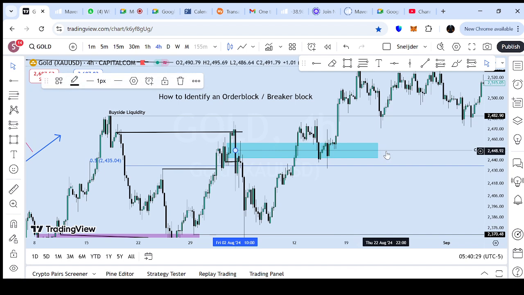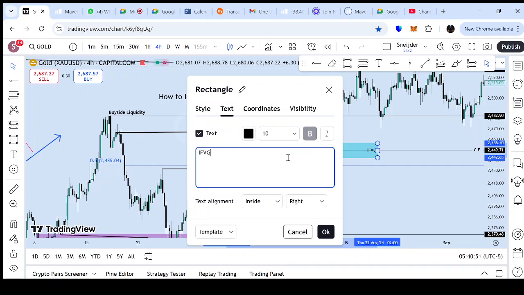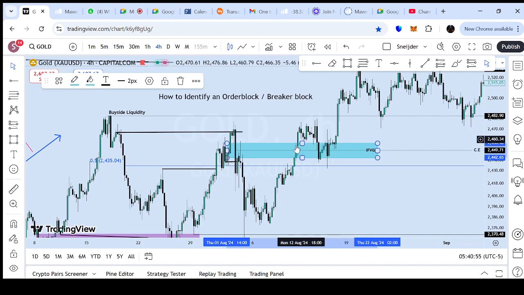So here is your 50%, the consequent encroachment of this CB inefficiency here. Price violated it, trading above it and closing above. So coming back to it again, it is acting as a support level. Now it's an inversion fair value gap. It's a support level now because price has violated it already.